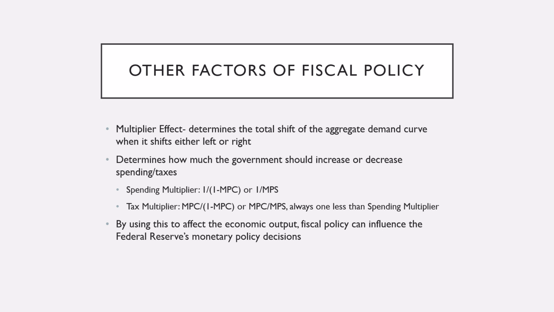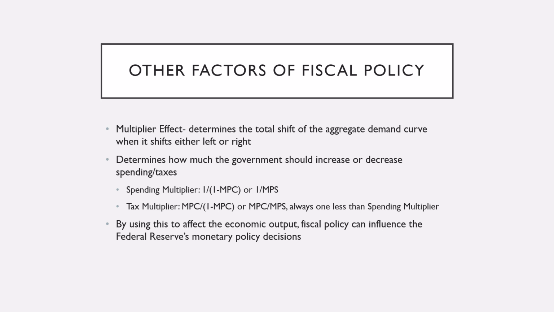Other factors impact fiscal policy, or how fiscal policy can shift the aggregate demand curve. One of those is the multiplier effect, which determines the total shift of the aggregate demand curve when it shifts either left or right. The total shift of the aggregate demand curve comes after the multiplier. The initial change in spending and taxes has a cumulative effect on GDP, and it is exemplified by how much the multiplier affects it. And it determines how much the government should increase or decrease either spending or taxes.